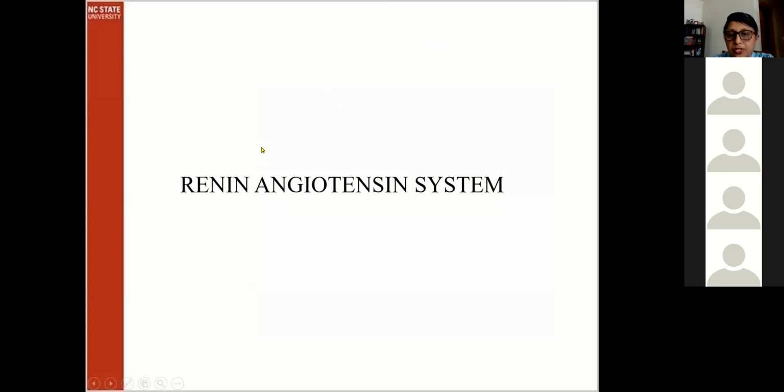So the renin-angiotensin system and the drugs acting on it. This also you have studied: how renin is formed in the kidney and how angiotensin is secreted. Everything you have studied, isn't it? Yes or no? First year. Yes, ma'am. Okay, so this is just a revision only, but we will be dealing mainly with the drugs.